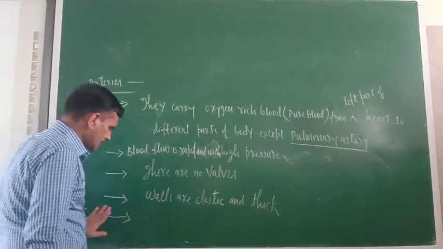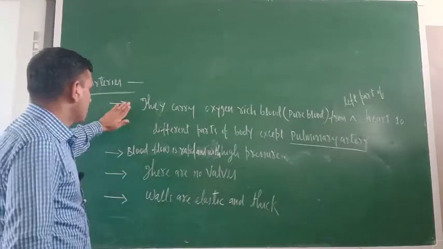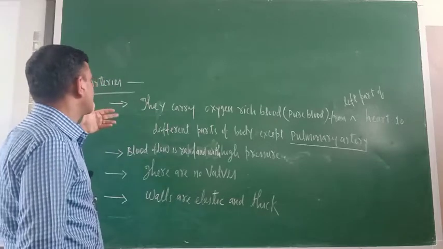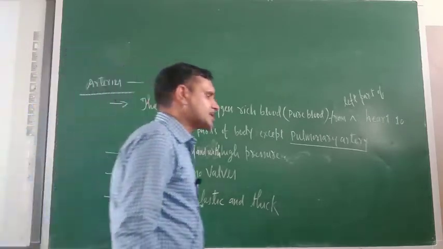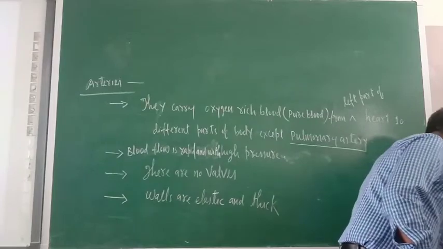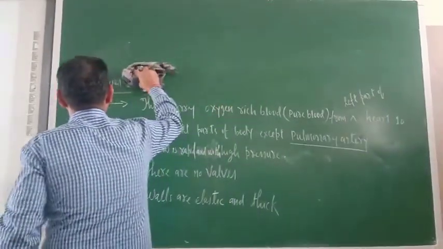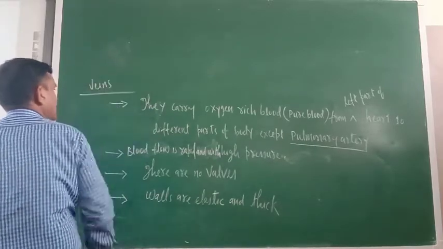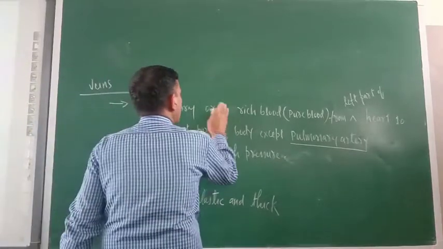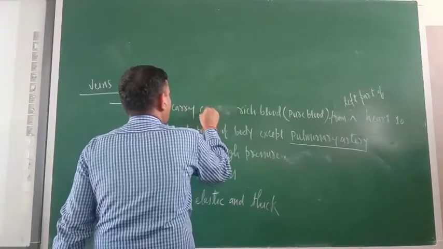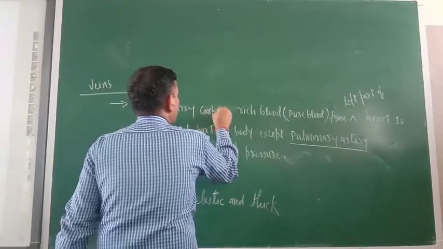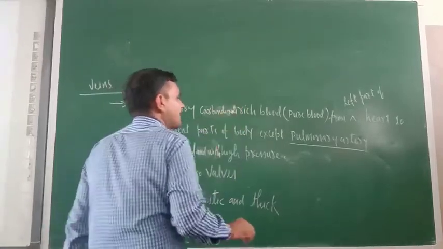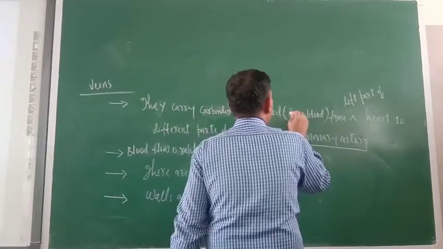One more point you can write here, but it is better not to write, that is okay. So points 1, 2, 3, 4 are enough. Now the opposite of these points are veins. Just try to understand. Now I will write the veins. Just write here veins. Here they carry carbon dioxide rich blood, so you edit that here. Here you write impure blood.